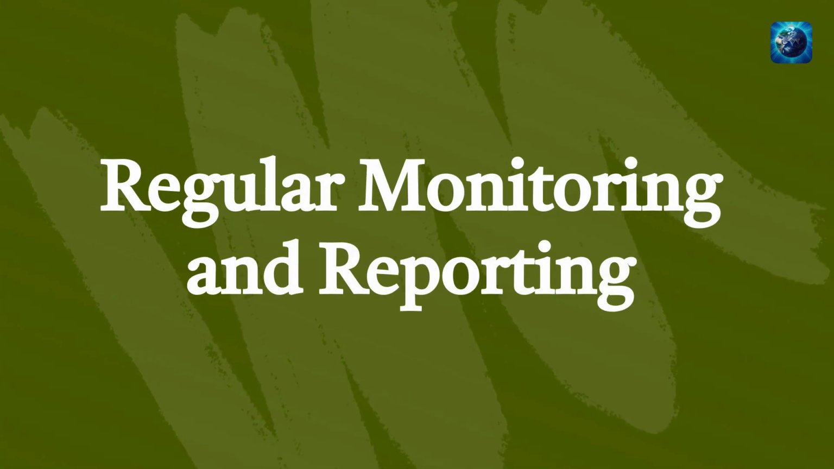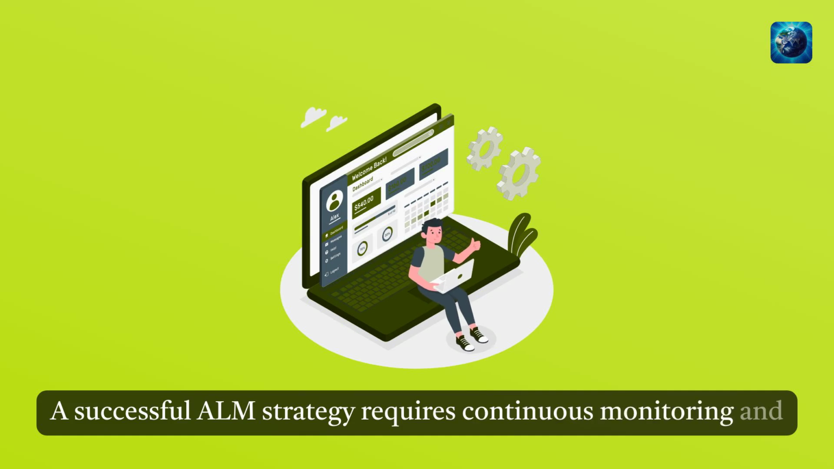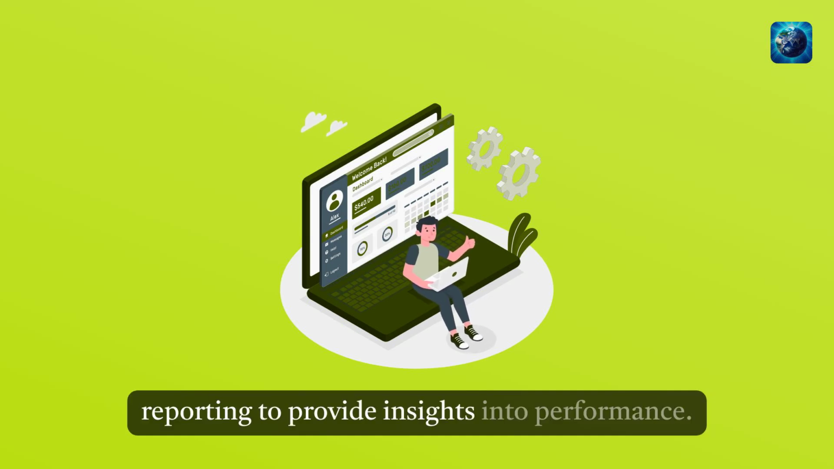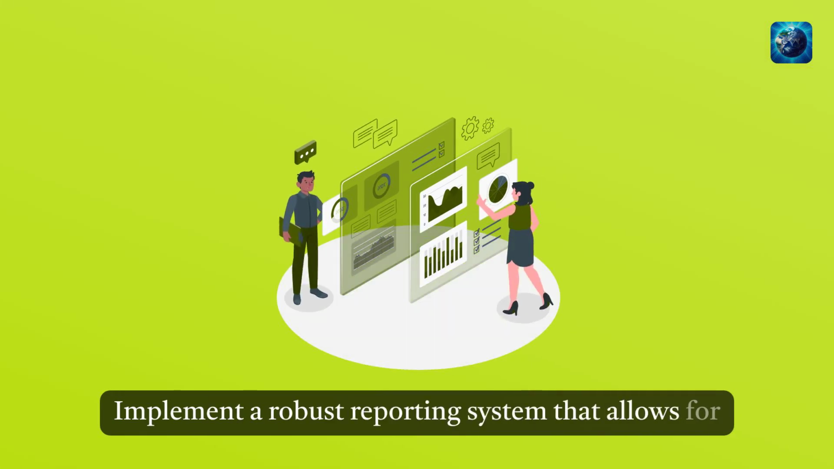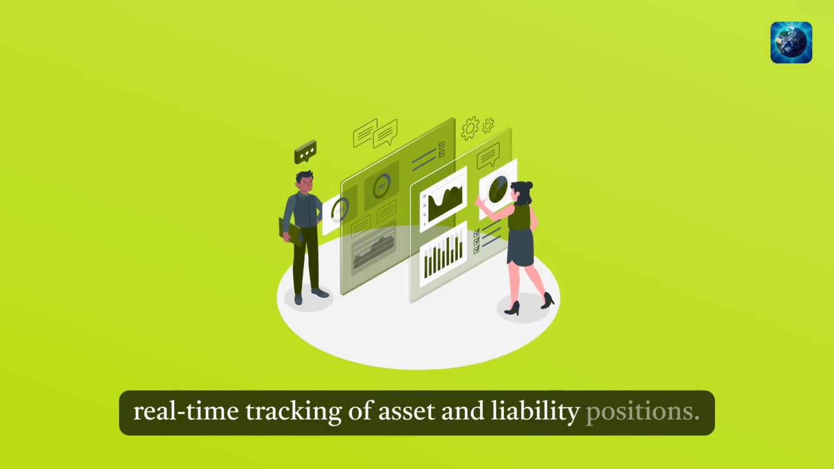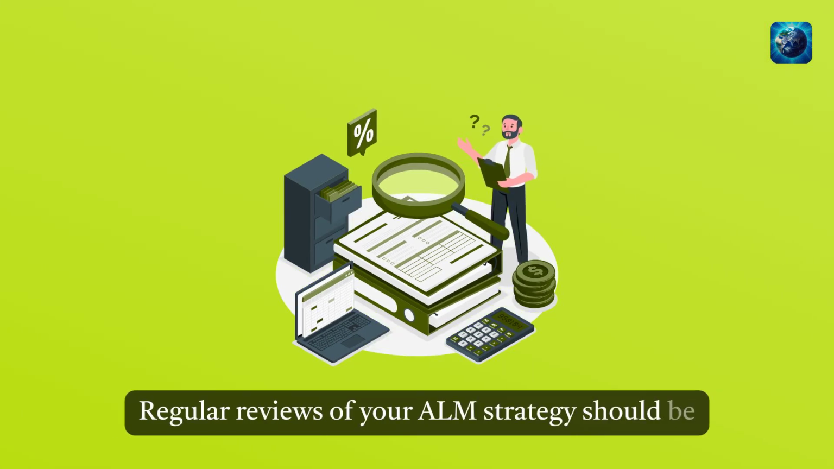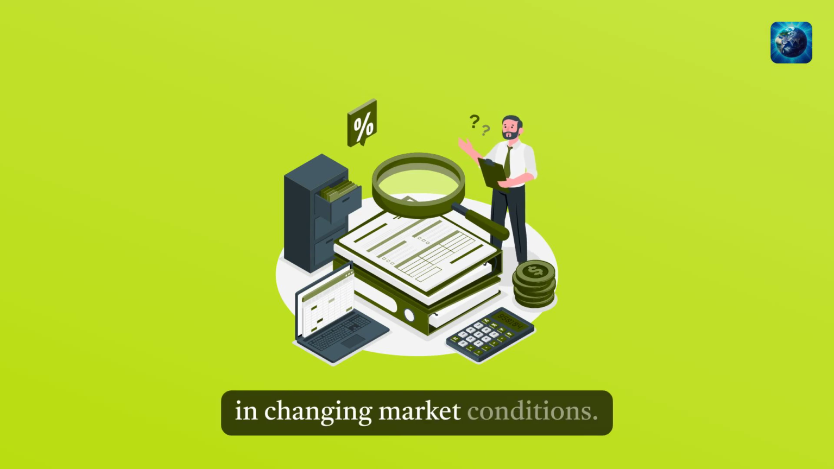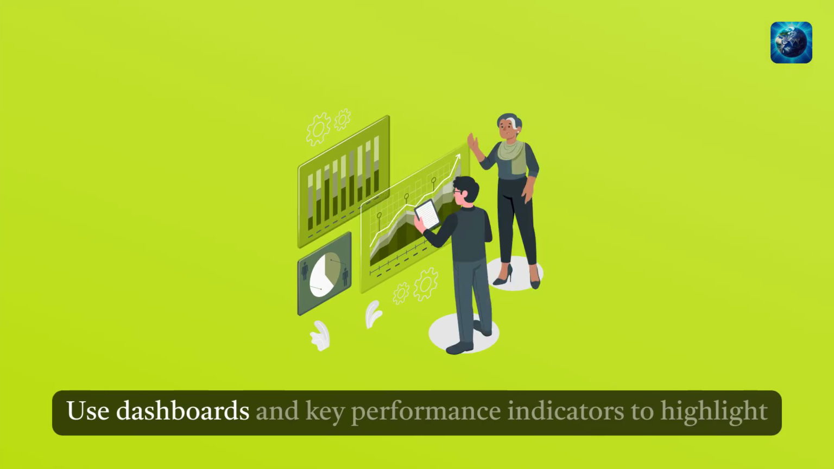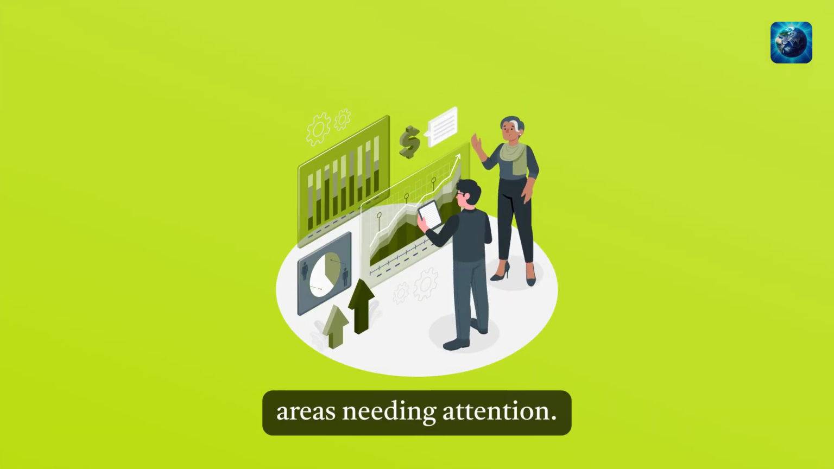Regular monitoring and reporting. A successful ALM strategy requires continuous monitoring and reporting to provide insights into performance. Implement a robust reporting system that allows for real-time tracking of asset and liability positions. Regular reviews of your ALM strategy should be conducted to ensure it remains relevant and effective in changing market conditions. Use dashboards and key performance indicators to highlight areas needing attention.